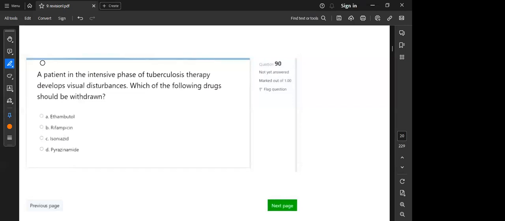So a patient in the intensive phase of tuberculosis therapy develops visual disturbances. Which of the following drugs should be withdrawn? Nice. Ethambutol? I think.